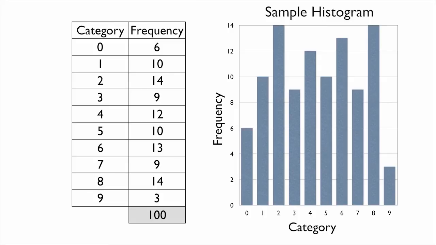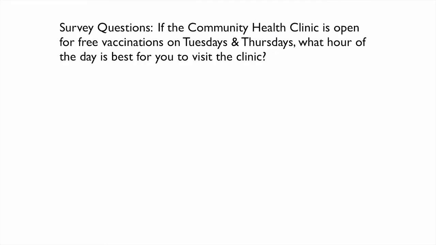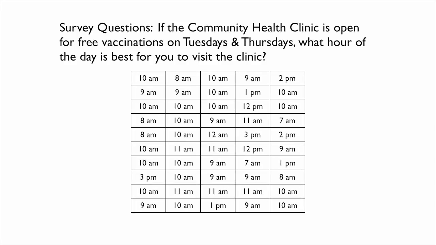Let's try a real-world example. Let's suppose that we are a community health clinic and we want to offer free immunizations for babies in the county. We have distributed a survey asking people when they want our office to be open for vaccinations on Tuesdays and Thursdays. This table represents the responses given by the community. As you can see, it is difficult to guess which time works best for people to visit the clinic just from this set of data.